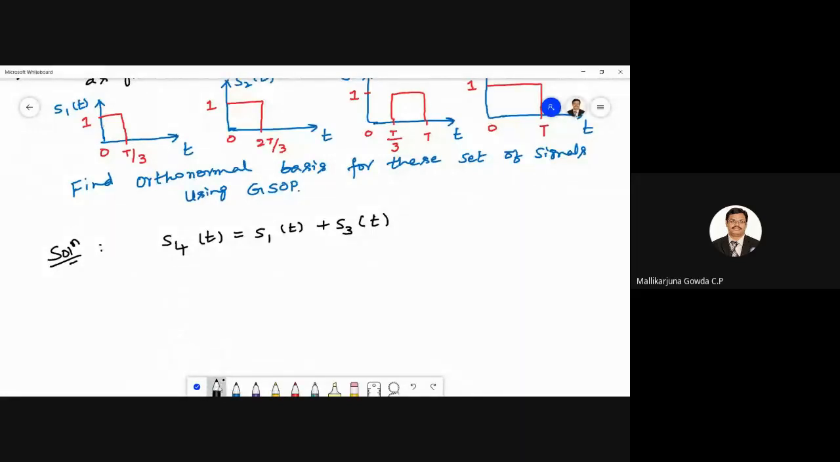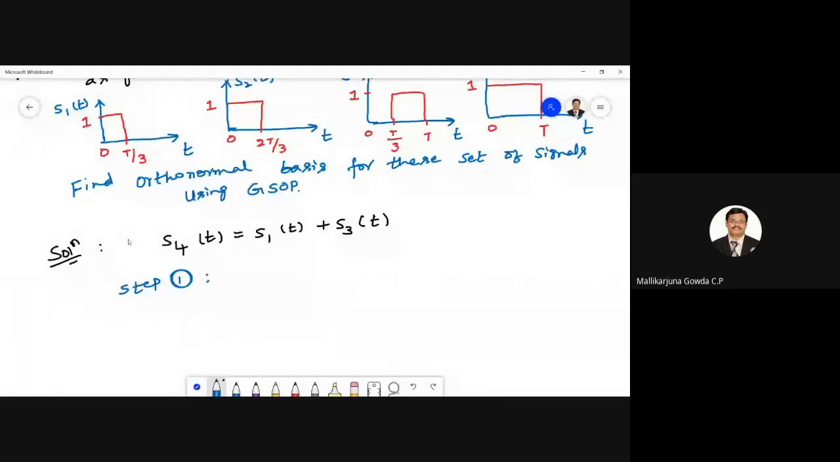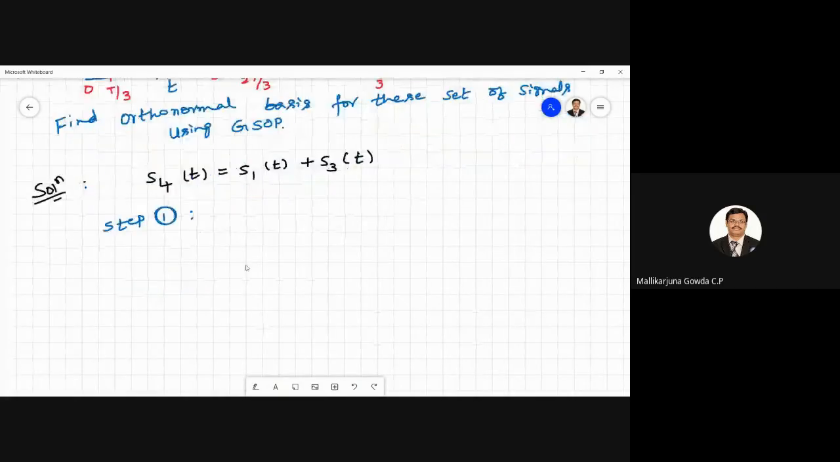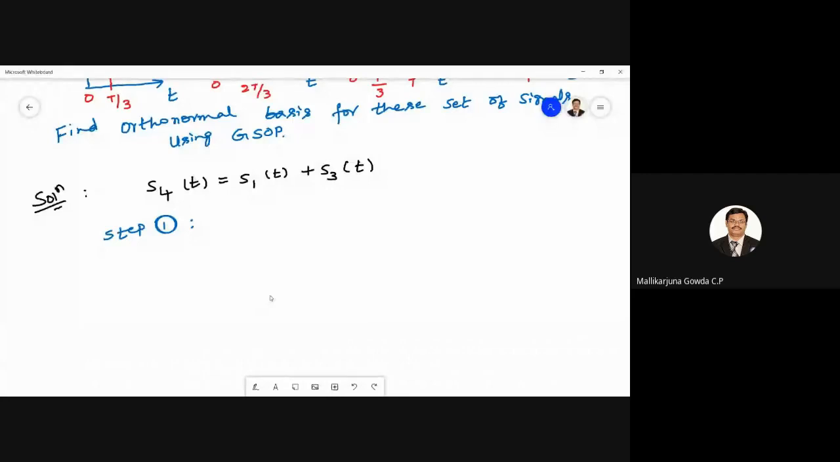Next, what is the first step? How do we go about this? Just now I told about the procedure, Gram-Schmidt orthogonalization procedure, right? Here this is an example, four signals are given. To begin with, I need to find phi 1 of t in the first step. I know the expression for phi 1 of t: S1 of t by root of E1, where E1 is the energy of the signal S1 of t. So I need to determine the energy of S1 of t first, then substitute it in the expression for phi 1 of t. Is that fine?